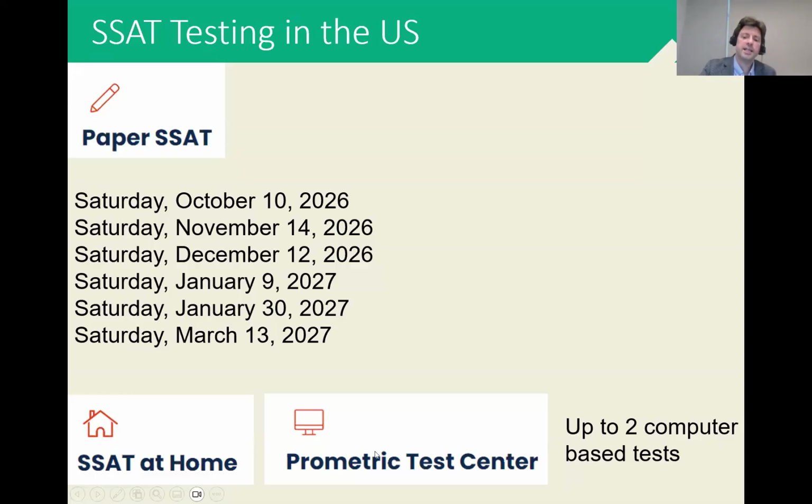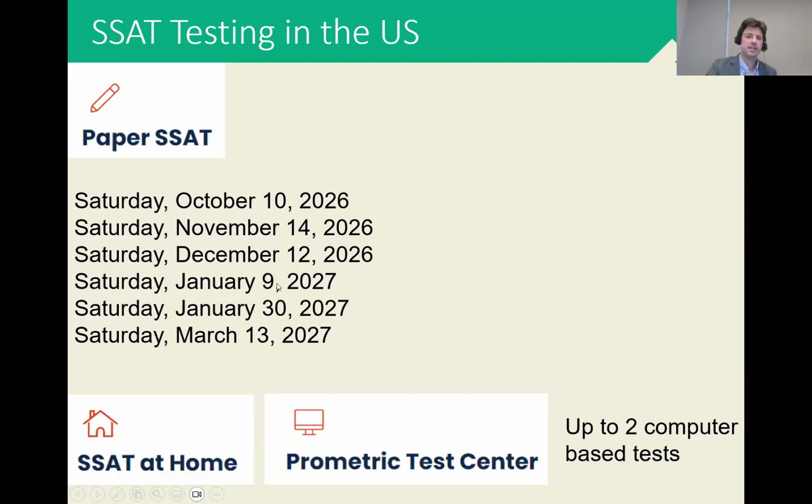You can also do an online test through a Prometric center. It's up to 2 computer-based tests, and if you really get in a bind, you can do the SSAT at home with a virtual proctor. This is something that they started during COVID. They're still working on the technology of that. It's not a great test taking experience, so we generally dissuade students from going down that path.